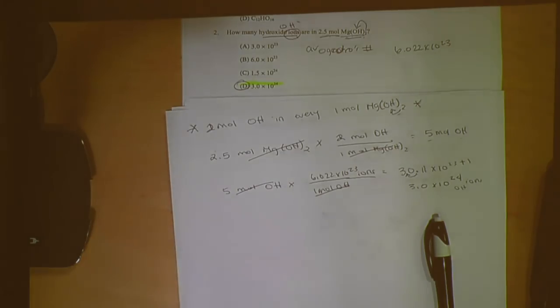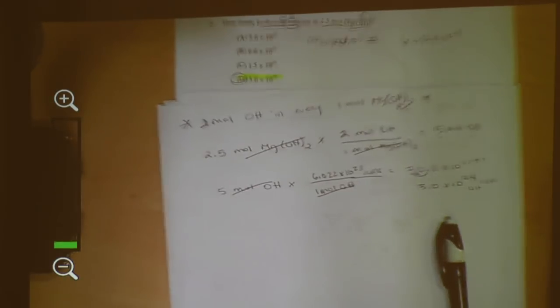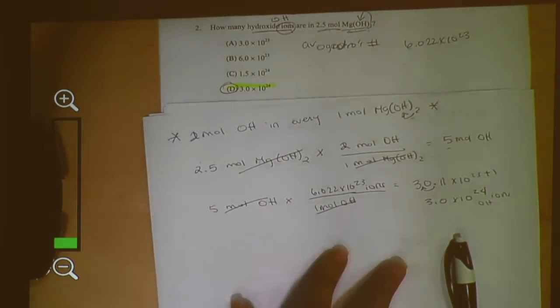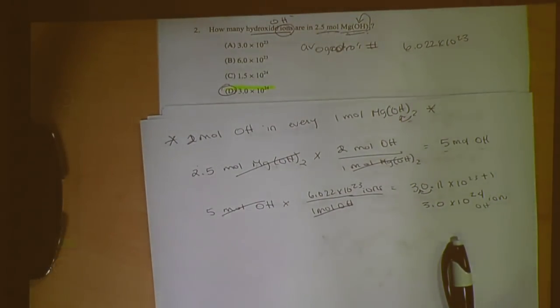Oh, zoom in? Sure. Is this better? Awesome.